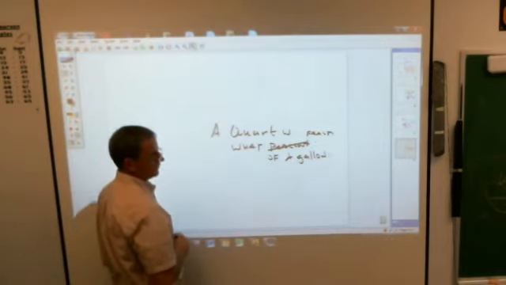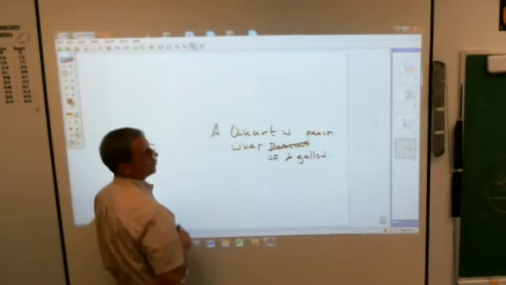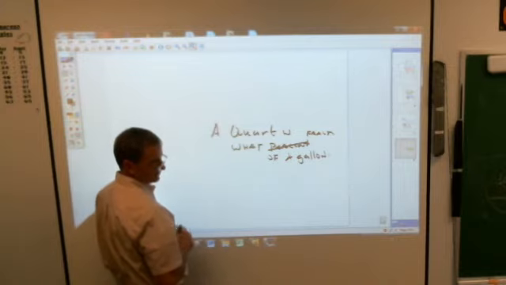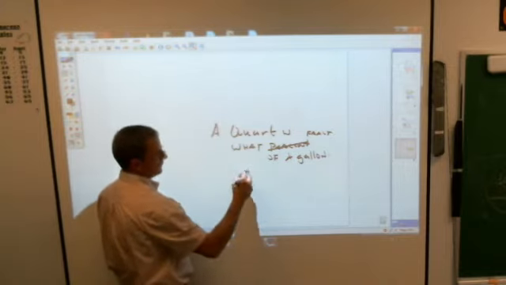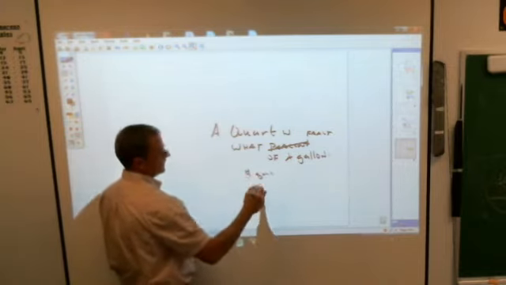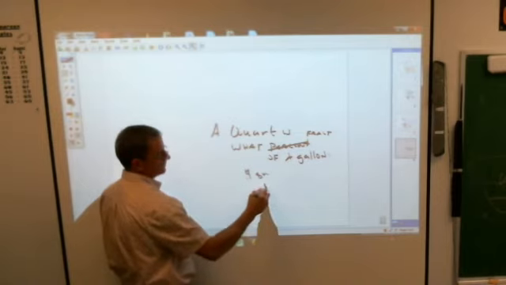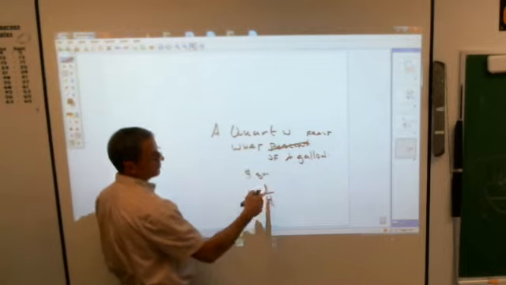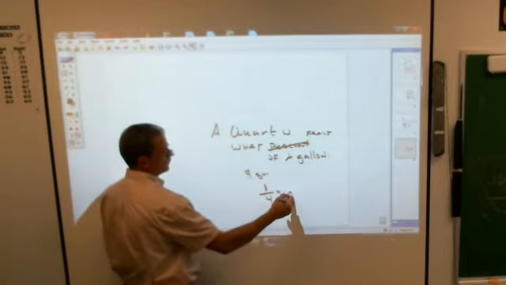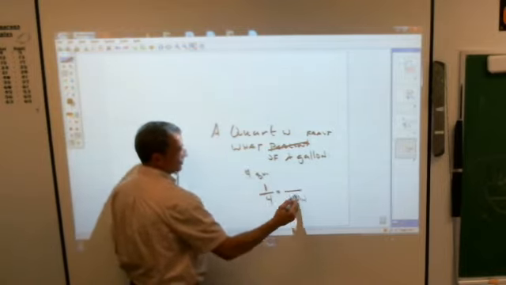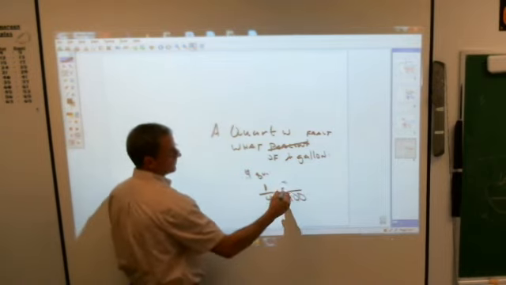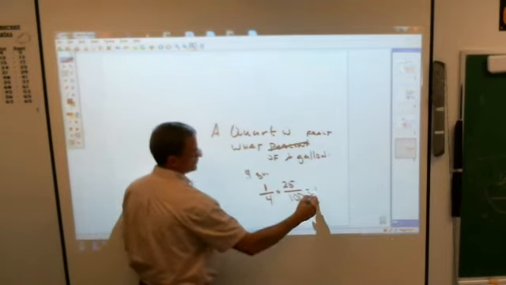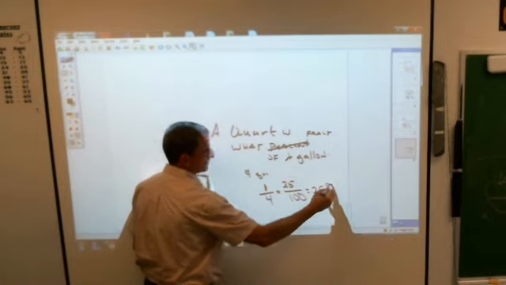A quart is what fraction of a gallon? How many quarts are in a gallon? 4. There are 4 quarts in a gallon. So 1 quart is what part of a whole gallon? 4 quarts make up a whole gallon. You have 1 of them, so 1/4 is what number over 100? 25. So it's 25%.